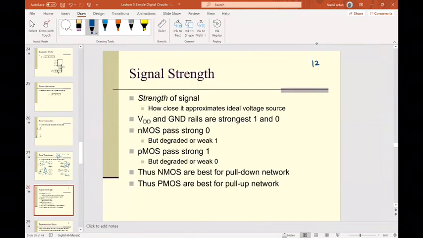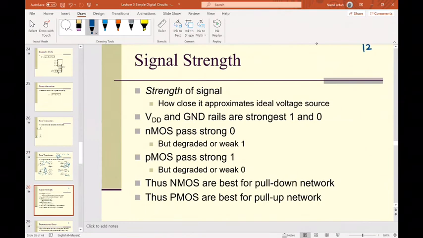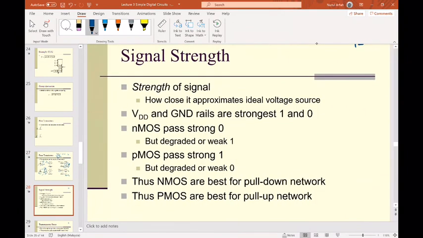Okay, we go to signal strength. This is basically what they mean on the previous slide. The strength of a signal is how closely it approximates the ideal voltage source. Meaning, if the voltage source is equal to 0, then you should get exactly 0. Or if you have a voltage source equal to 10 volts, then ideally you should get 10 volts, right? And if you have a VDD, then we say that it is a strong 1. If ground, then 0. Remember, we have 2 types of source, either VDD or the ground.